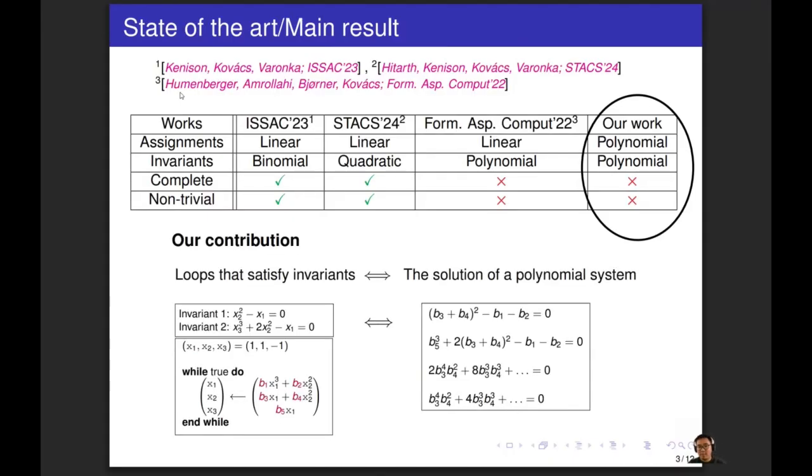Now I'm going to state our contribution. We would like to synthesize a loop, so we convert this problem into finding a solution of a polynomial system. Let's take our running example. We would like to find the correct values for these parameters. If we use our method, we can give you finitely many polynomial equations, for example, in this case, these four equations, such that each solution of this system gives you one correct set of values for these parameters p1 to p5 in this case.